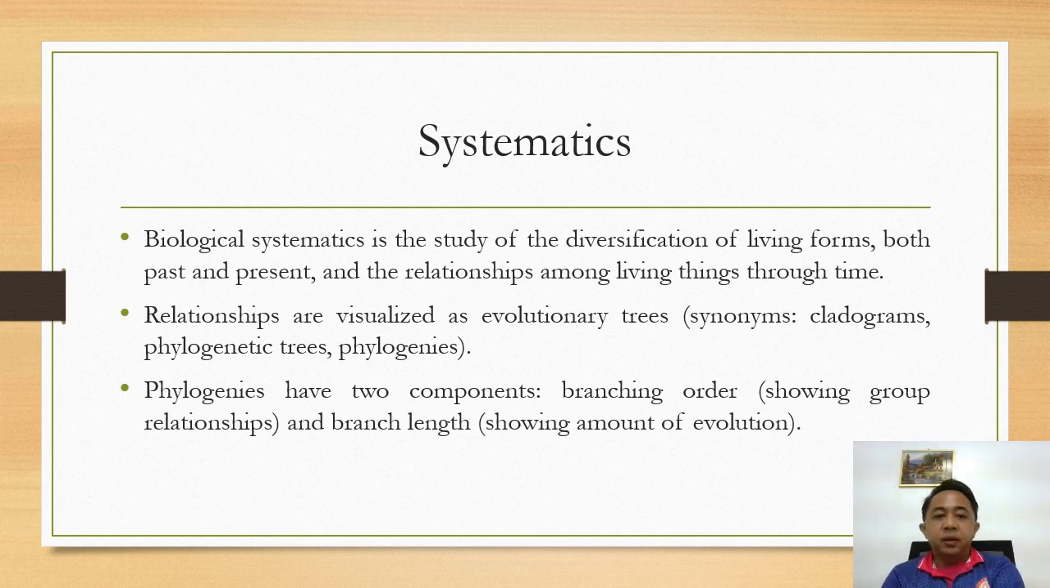Okay. Then your phylogenies have two components. We have the branching order, which usually shows the group or relationship of microorganisms from one another. And then the other component is your branch length, which shows the amount of evolution. Okay? Which particular microorganism is younger, which particular microorganism is older. That is the meaning of your branch length.